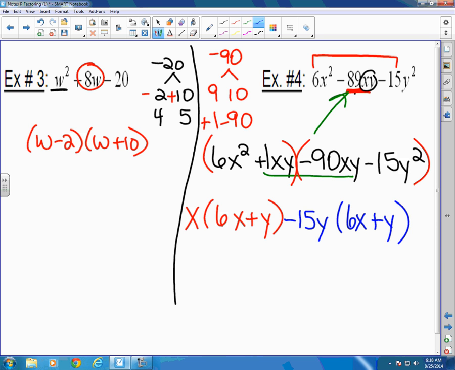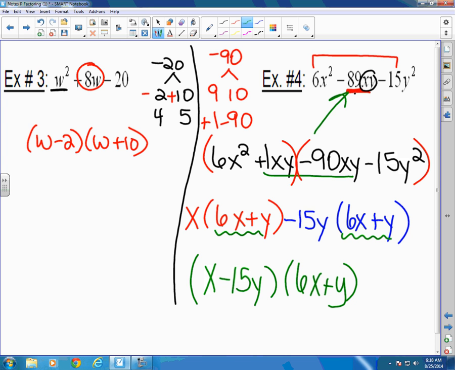The last step of factoring by grouping is to make sure that your parentheses are the same. The quantity in the parentheses must be the same in order for you to factor by grouping. Because we're going to group the two terms in front of them, the x minus 15y together, because those are followed by the like term of 6x plus y. So since these are like terms, you can take the terms in front, the x and the negative 15y, and group them in one parenthesis. These are the like term parts, so that would follow down as the 6x plus y.